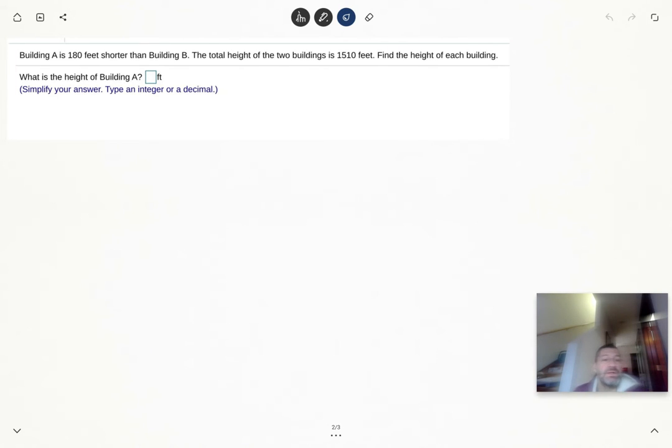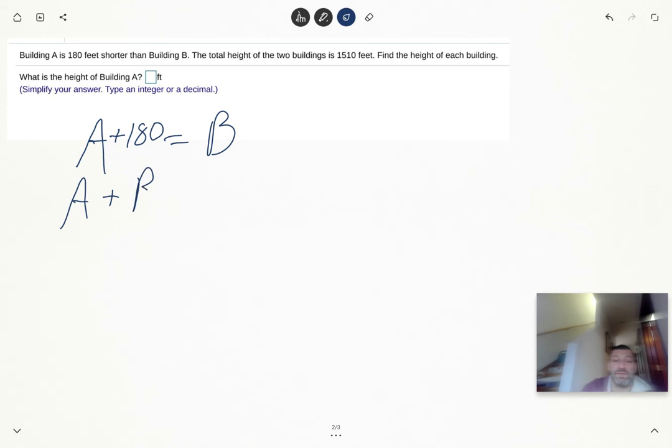Okay, building A is 180 feet shorter than building B. So we have building A and building B. Building A is shorter, so if we want them to be equal to each other, we would add 180 to building A. The total heights of the two buildings is 1,510 feet, so A plus B equals 1,510. Okay, so those would be the two equations that we have.